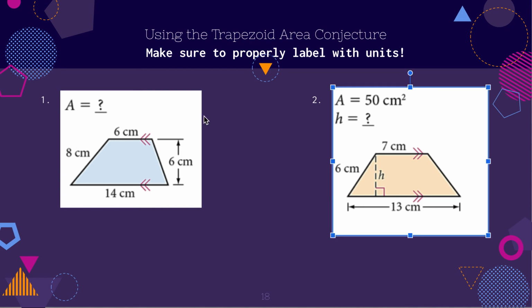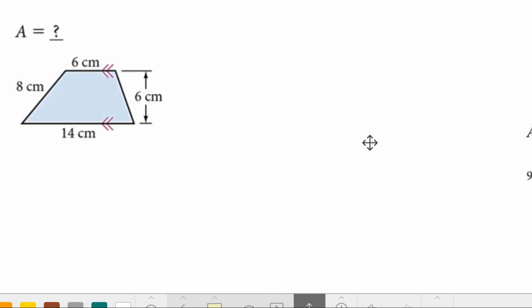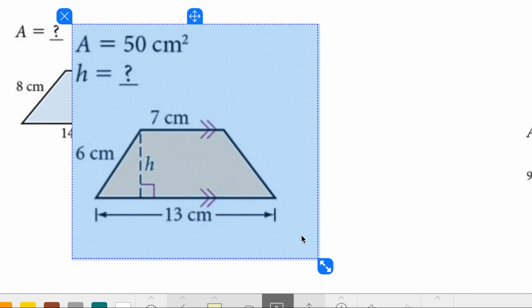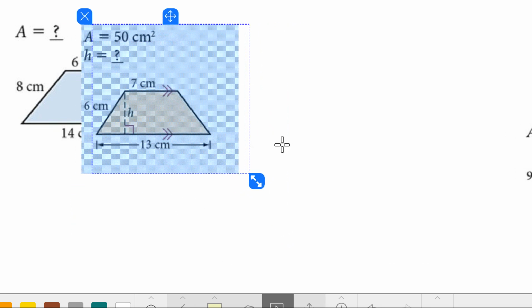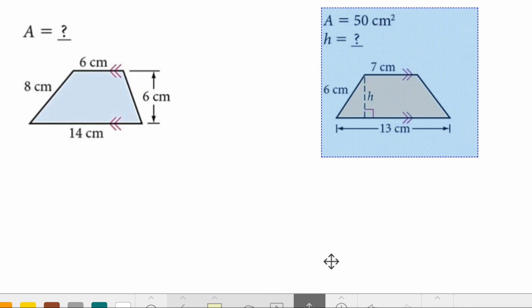So let's now try these out. I'll move over here, and I'm going to add that picture because it wasn't included yet. All right. So now we have the same two practice problems you guys just did. So let's see how they went.